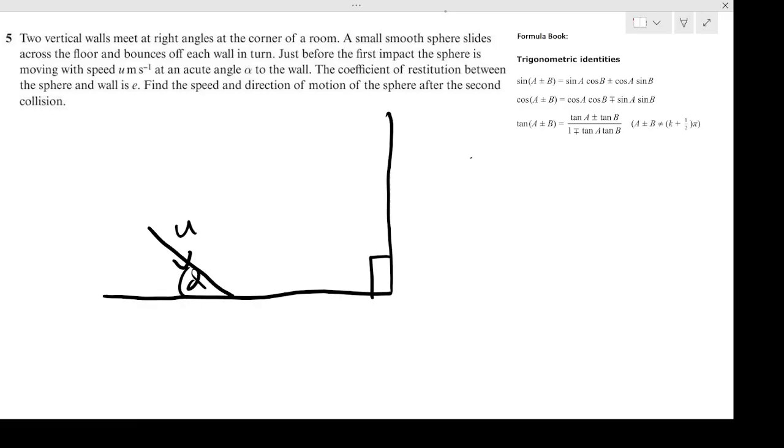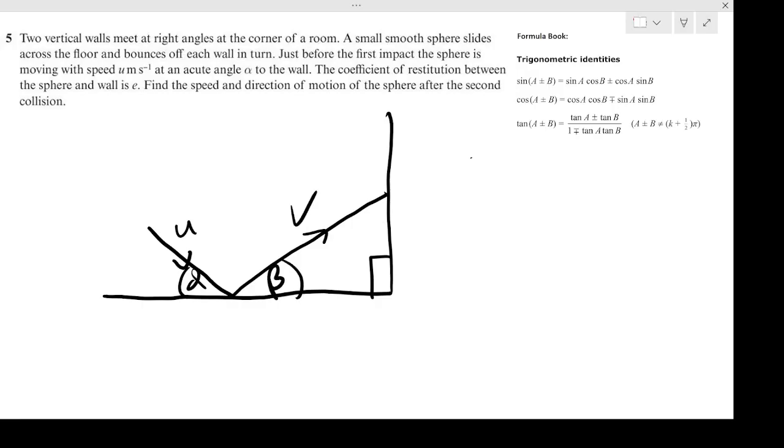So we're also told the coefficient of restitution is e. They're being really vague with us, and they've really generalised the problem. So we've got initial speed u, initial angle alpha. Let's proceed. Again, it's going to rebound with some speed v and an angle beta.